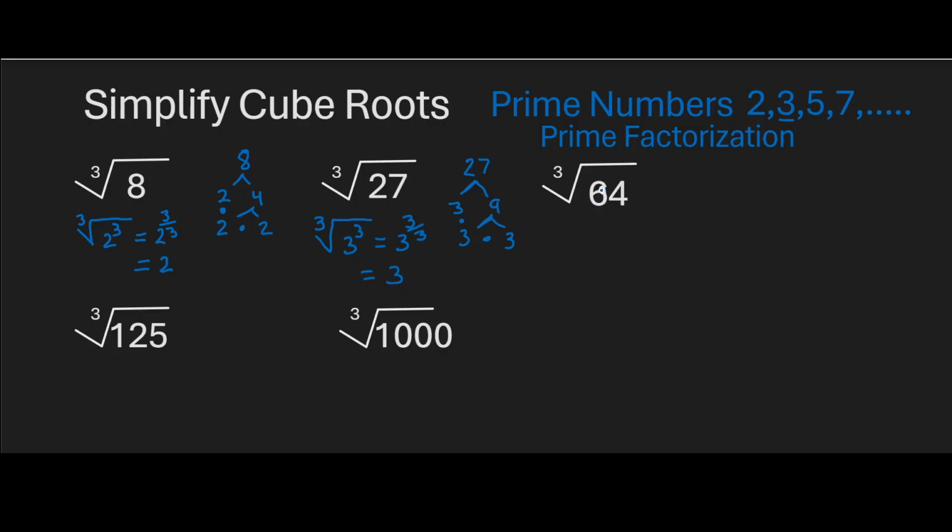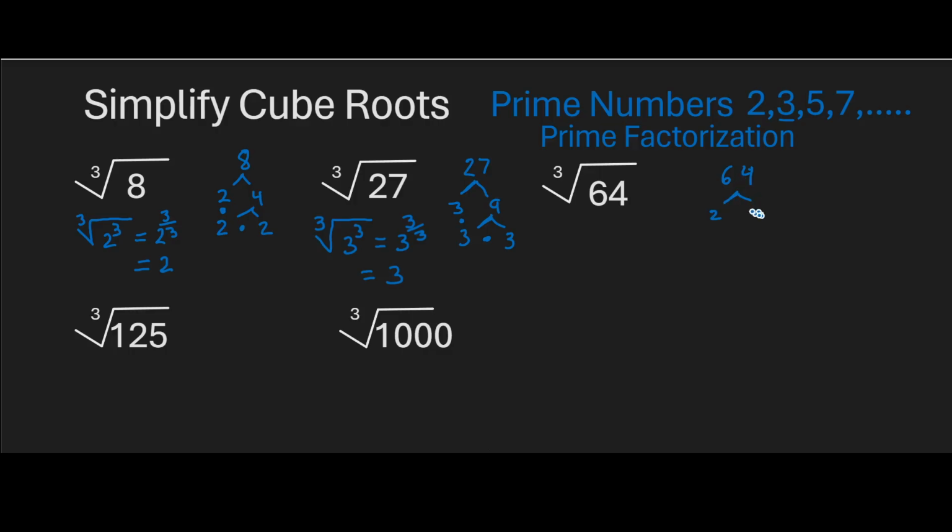Okay, let's do the next one. I want to rewrite 64 in a way that this number 3 will be able to divide the exponent. I'm going to start by rewriting 64. Because this number is even, what it means is that I can divide this number 64 by 2.